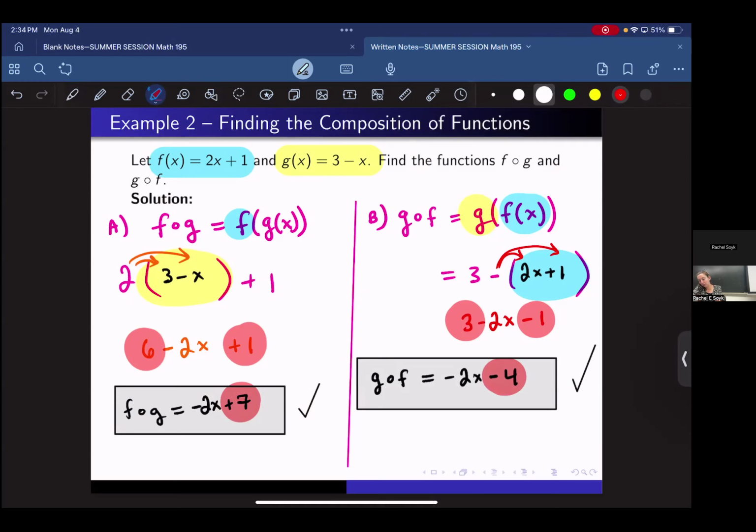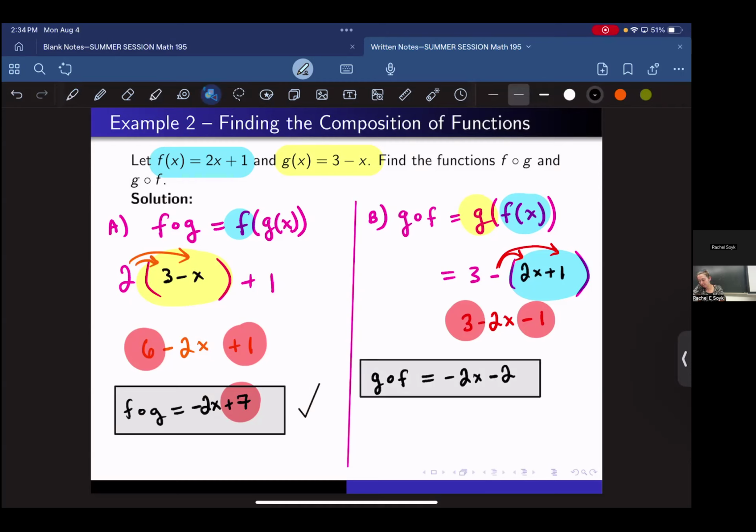It's not negative 4. Yeah. Thank you. Good catch. You guys are paying attention. Love it. Yeah. We're almost there. 25 minutes. Any questions on this? No. How did you guys feel about this example? Good. Nice. Cool. All right.